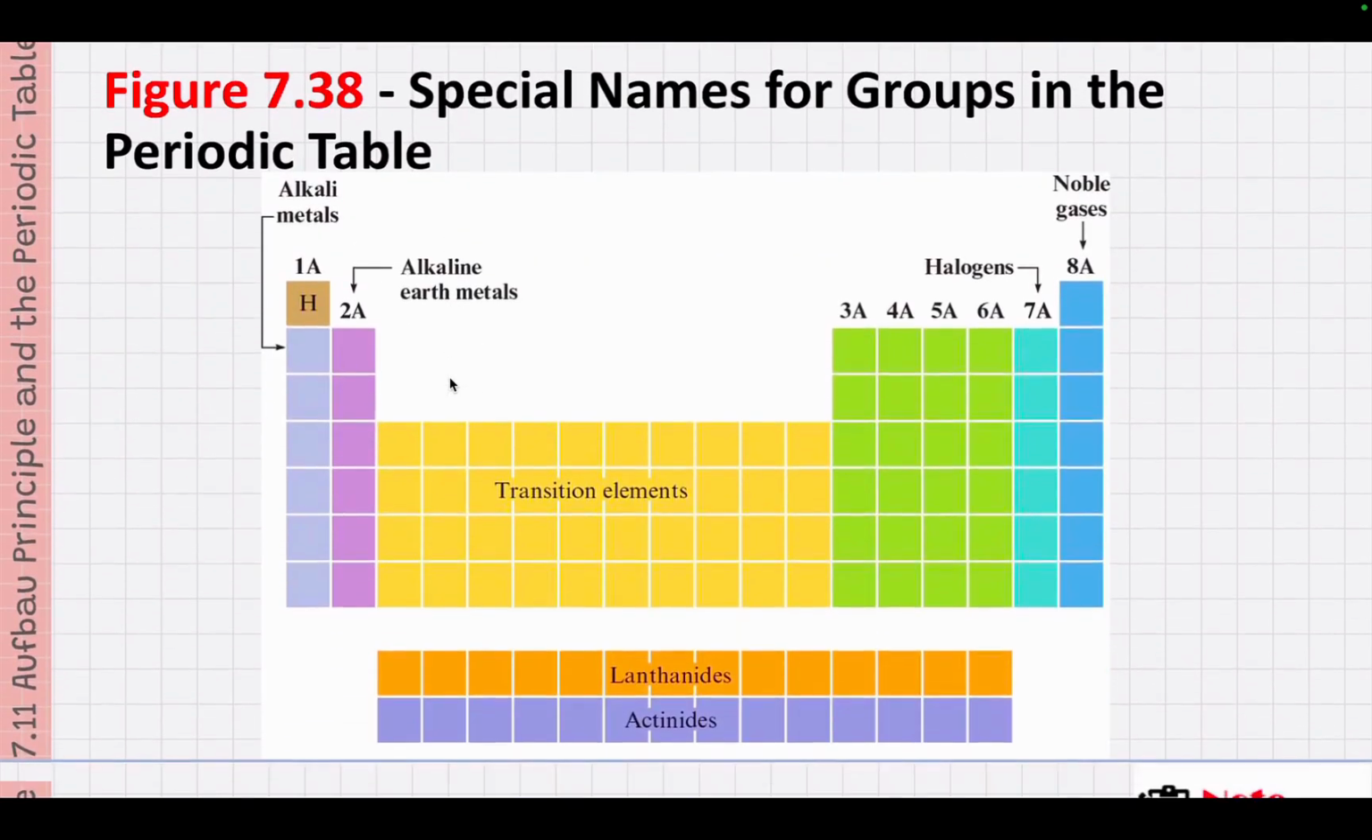Special names for groups. We do talk about these quite a bit. So group 1, for us, not A, we have a different numbering system, but group 1 we call the alkali metals. Group 2 are the alkaline earth metals. And then this is really group 3, 4, and so on. This is 13, 14. Halogens are 17, and the noble gases are 18.